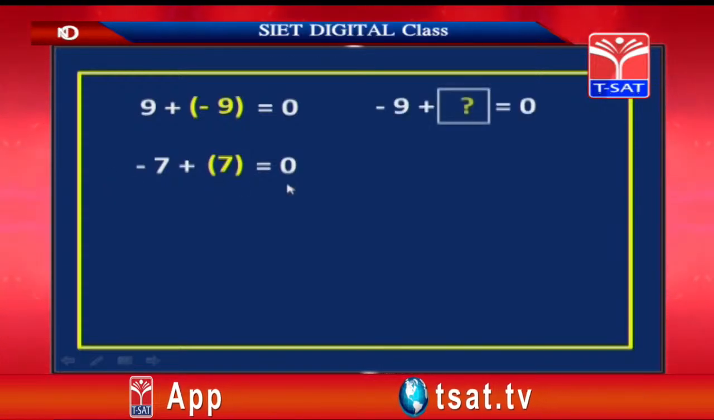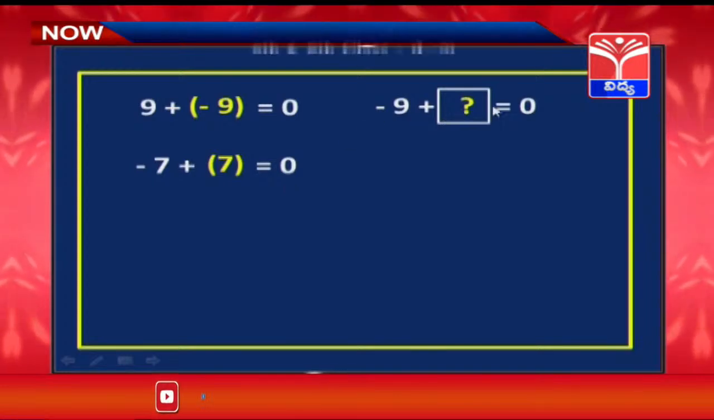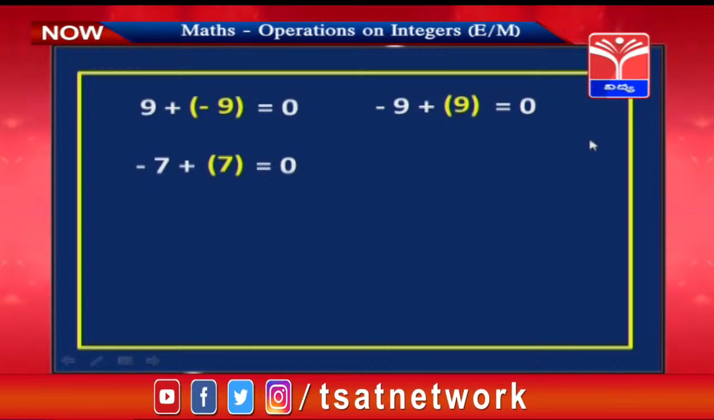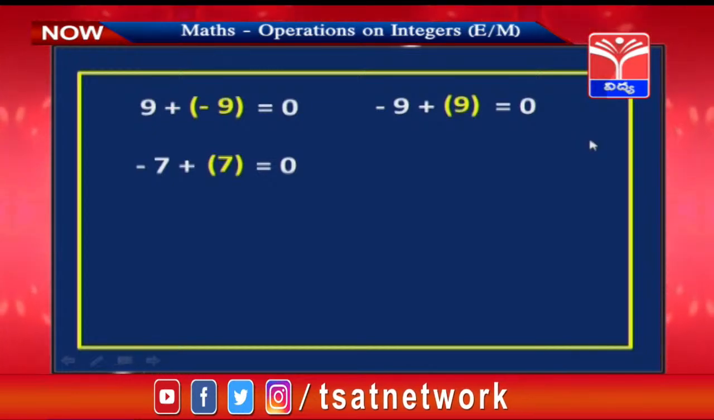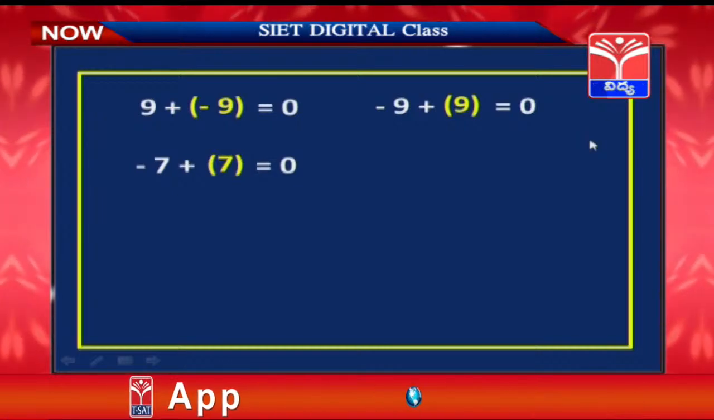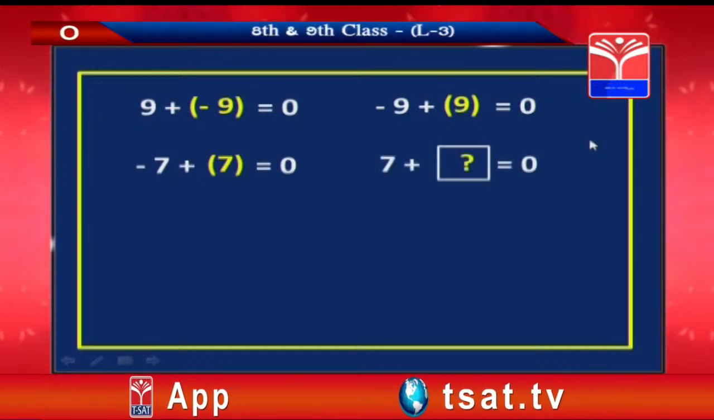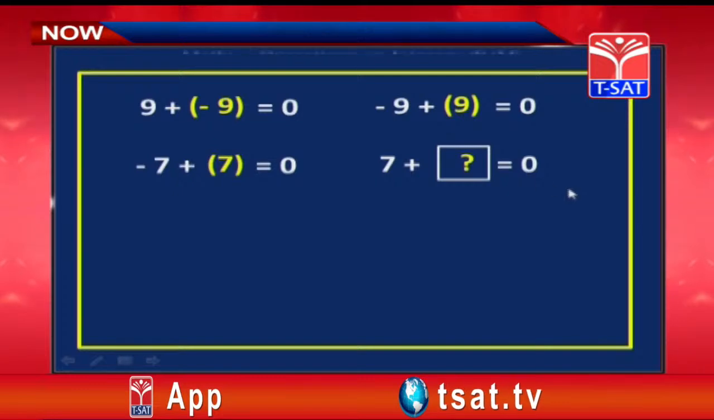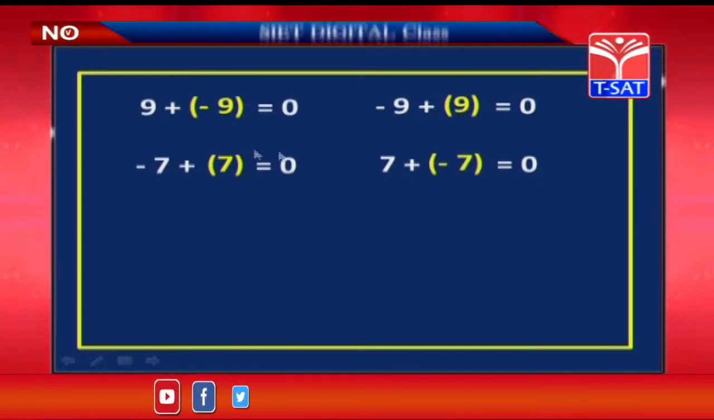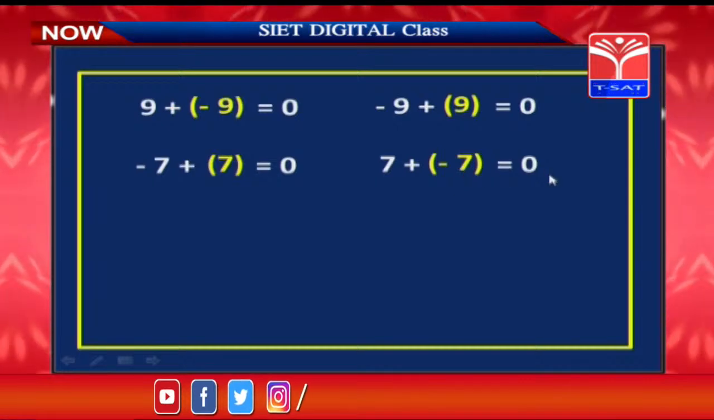Let us take one more example. Minus 9 plus which number gives you 0? So question mark, which number should be there? Yes, plus 9. That is minus 9 plus 9 gives you 0. Let us take last example, that is 7 plus which number gives you 0? So here that number should be minus 7, that is 7 plus minus 7 equal to 0.